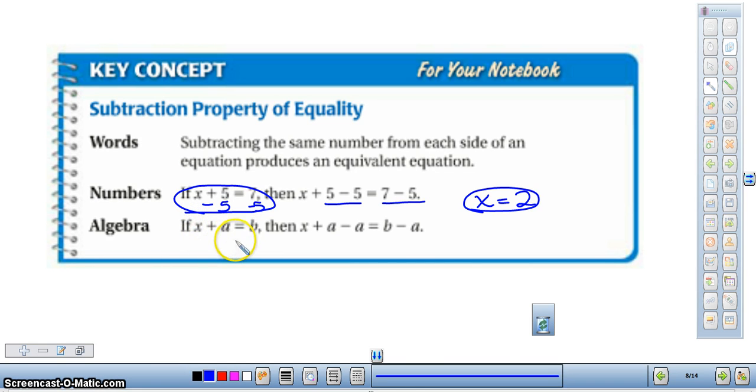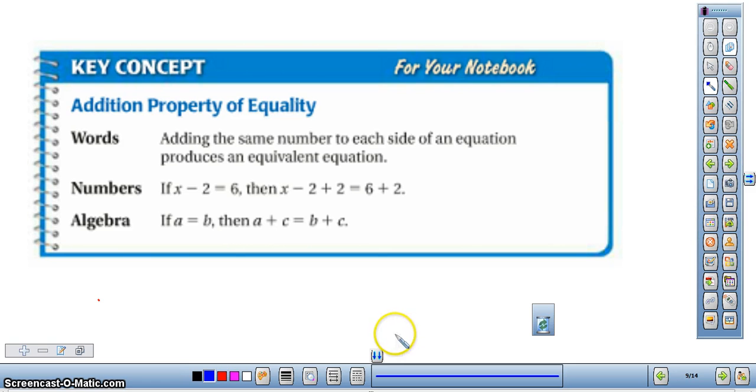Algebraically, it looks like x plus a equals b. We're going to subtract a from both sides to get an equivalent equation. Addition property of equality: adding the same number to each side produces an equivalent equation.